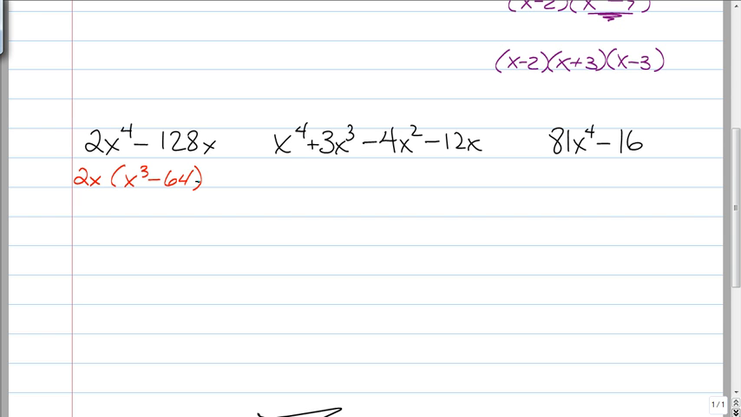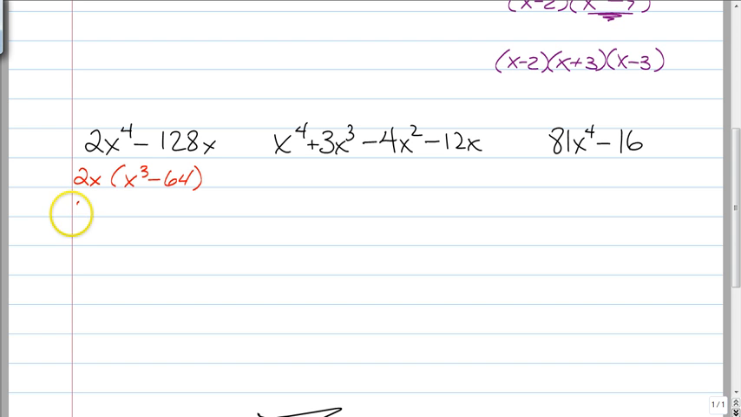So before you got started, you might have thought difference of two squares, but that wouldn't have worked out because x isn't a perfect square, neither is 2 or 128. And once you factor out the 2x, you see that you have an x cubed minus 64, which takes you to one of your new ways of factoring.